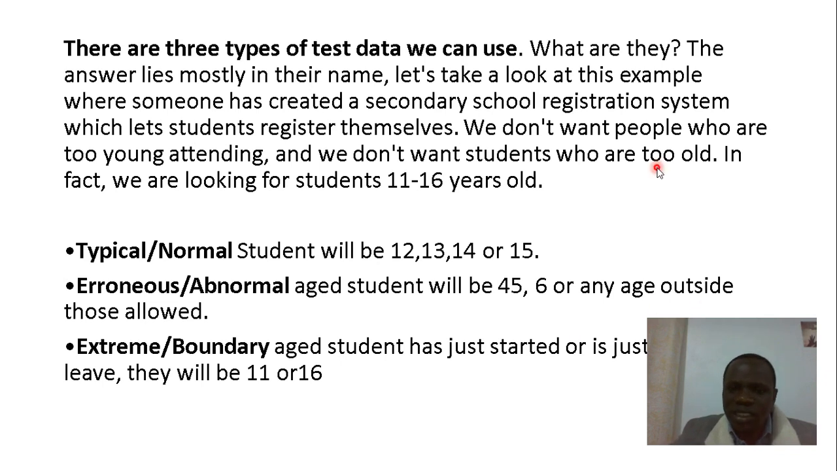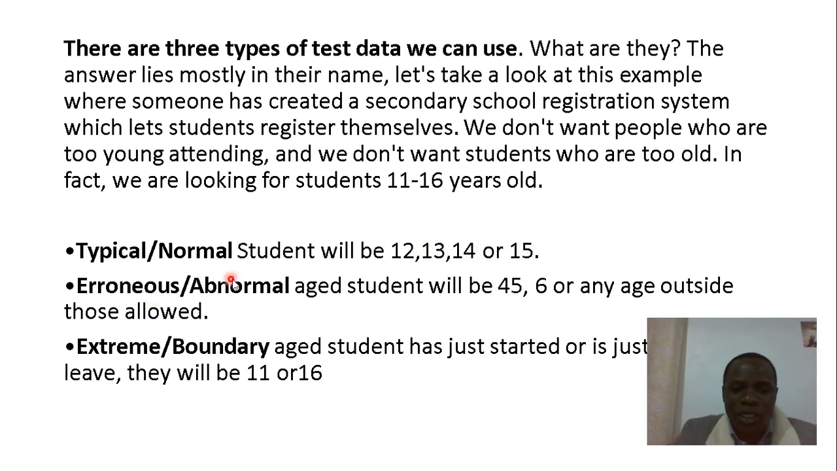Now, there are three types of test data. Let's look at this situation where we are looking at students who are 11 to 16 years old in a particular registration system at a school. We're going to have three types of test data. First, we have the normal test data. Normal test data is testing using the ages within 11 to 16. For example, someone is 12 years old. When that data is entered, is it accepted in the system without errors? 13 years old, 16 years old, 14, 15: this is normal data and it should work normally.